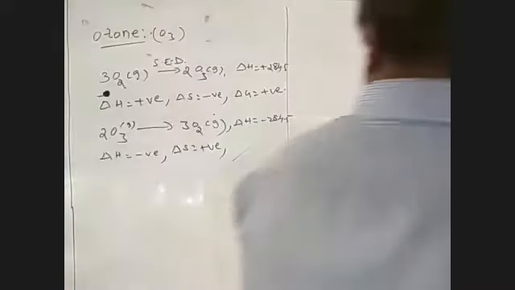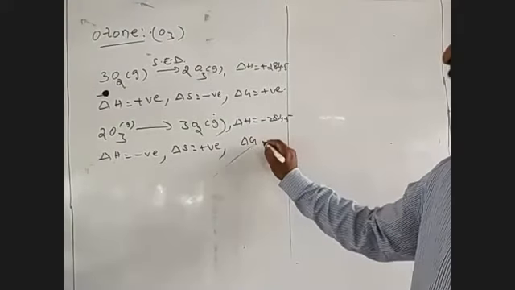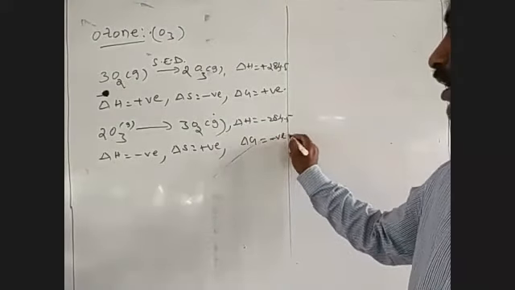Here, the decomposition of O3 is a spontaneous process. For a spontaneous process, delta G is less than 0. Therefore, it is taken as a negative value. The decomposition of ozone is a spontaneous process, and the delta G value is considered negative.